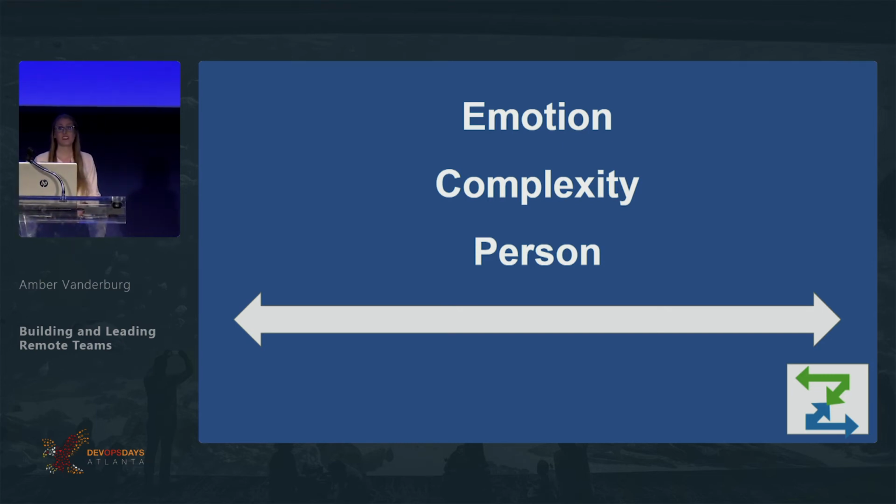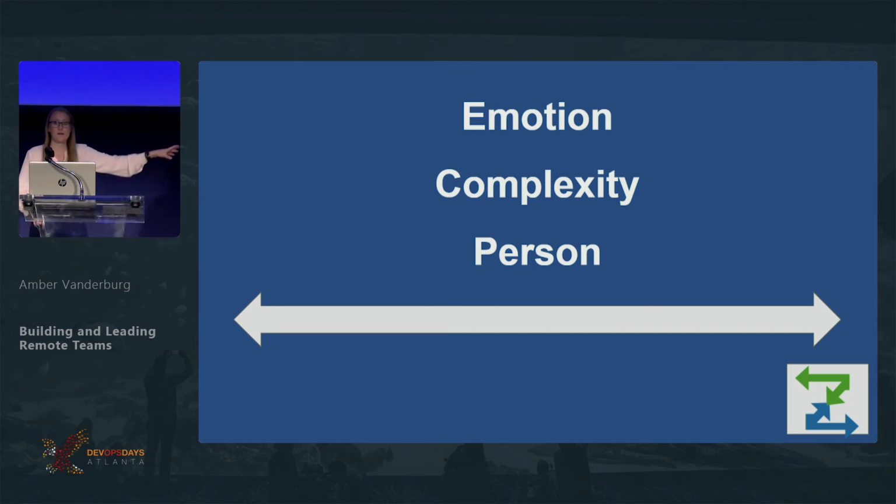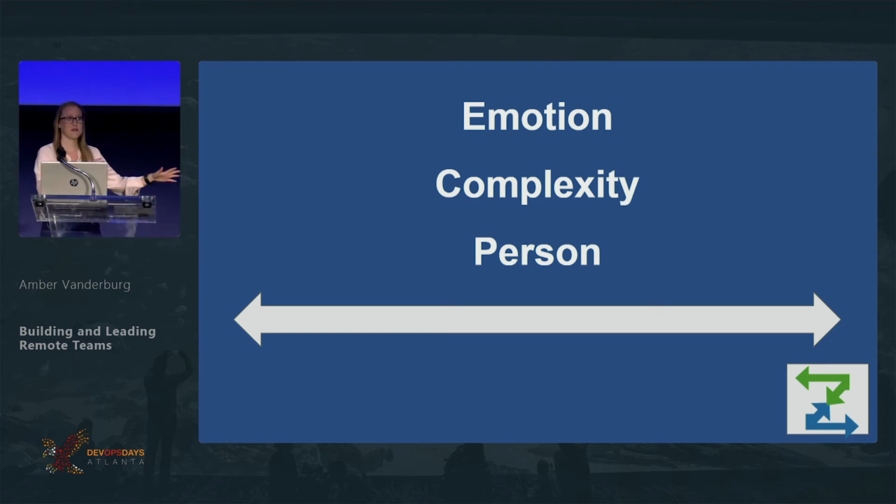We also need to consider the complexity of our message. If it's high complexity, we need more synchronous communication rather than async. We also need to consider the person. Some people, it's going to be better to have faster feedback loops within our communication. Some people, they're going to prefer more of that async communication.